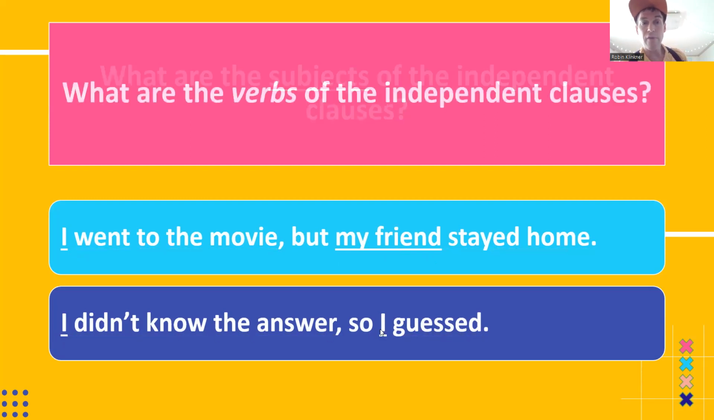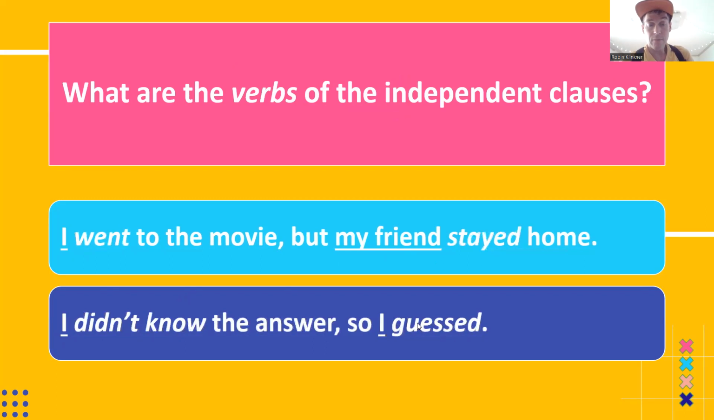Okay. What are the verbs? In this independent clause, went. In this independent clause, stayed. In this independent clause, didn't know. And in this one, guessed. All right. Pretty simple. So a simple sentence is just a complete thought, just an independent clause. A compound sentence is at least 2 simple sentences combined using fanboys. For, and, nor, but, or, yet, so.